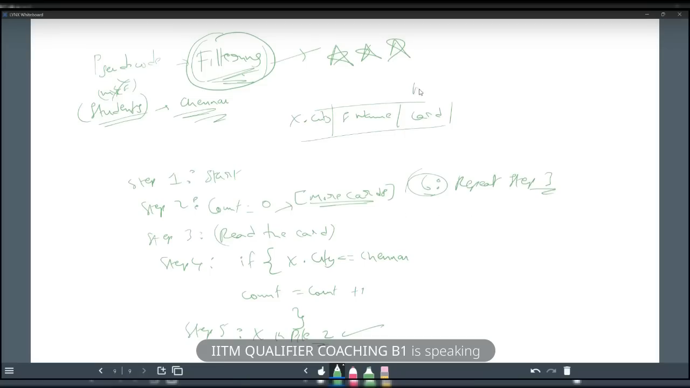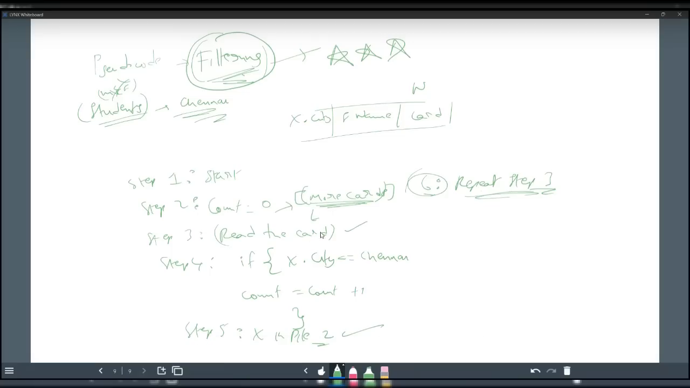Because we have n number of cards, we need to repeat step 3 again, read the card. Like this is the internal thing, more cards, from there you have to come here. Am I clear with this example of filtering?